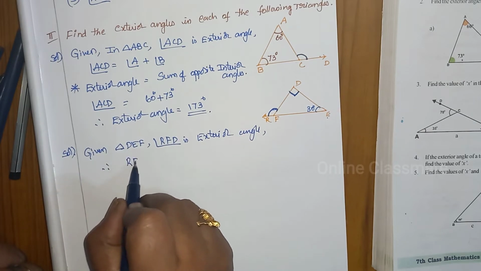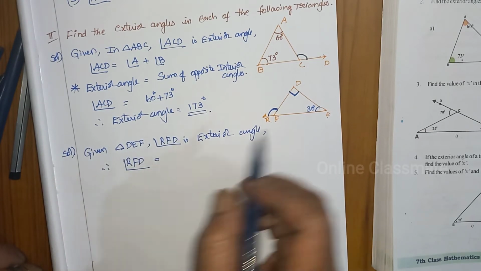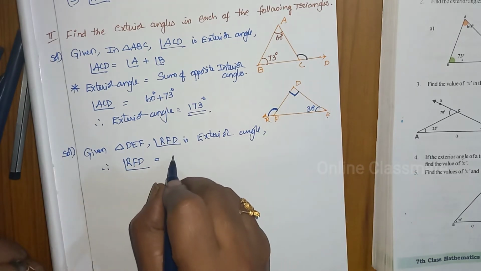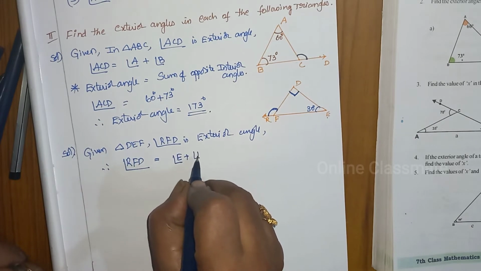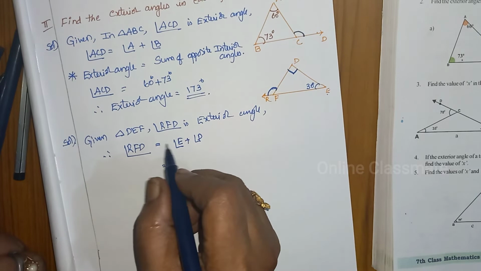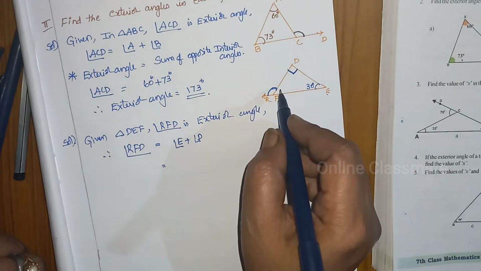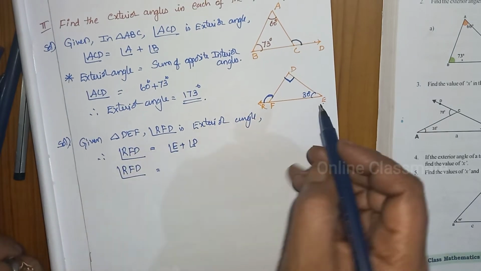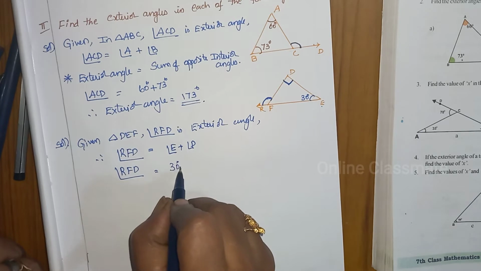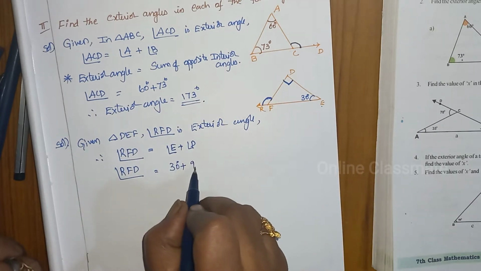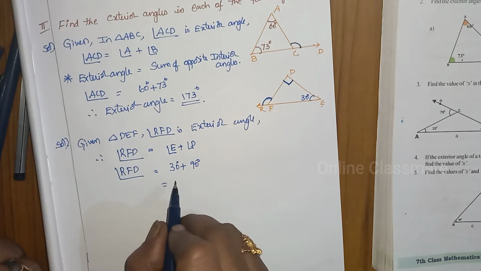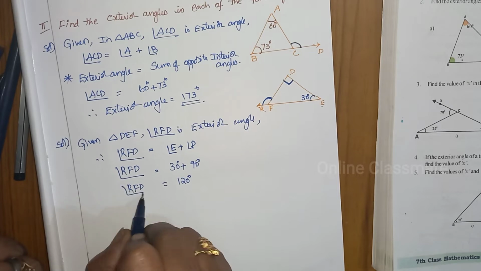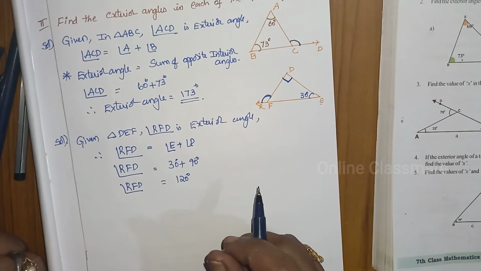Therefore, angle RFD is equal to the opposite interior angles, angle E plus angle D. What is the exterior angle? We don't know, right? RFD is equal to angle E, 30 degrees, plus angle D, the symbol means 90 degrees. 30 plus 90, 120 degrees is equal to RFD. RFD is 120 degrees.